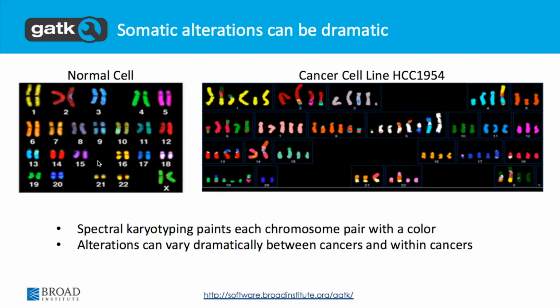But then you look at a cancer cell line, and admittedly cell lines can be a little messed up in other ways, but you can see that the alterations that affect these chromosomes in the cell line are really dramatic. You can have multiple copies of some, and some are entirely missing. You have some rearrangements where pieces of different chromosomes are grafted together. That's going to have a big effect on what the data looks like on the other end.